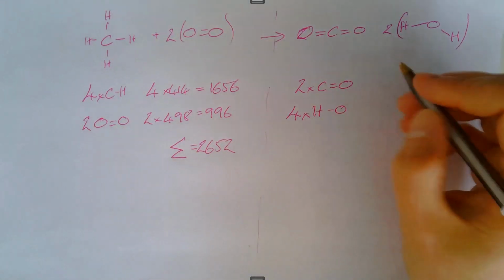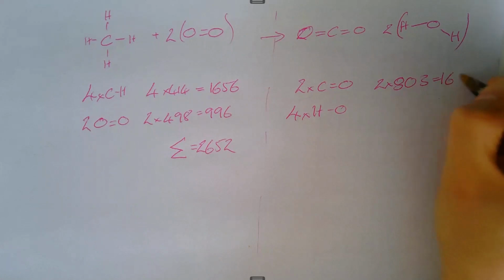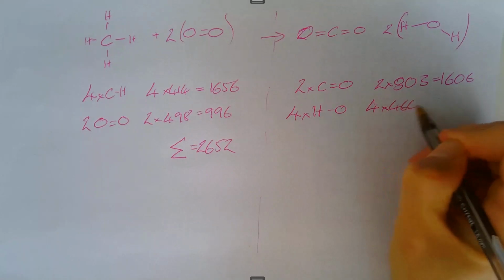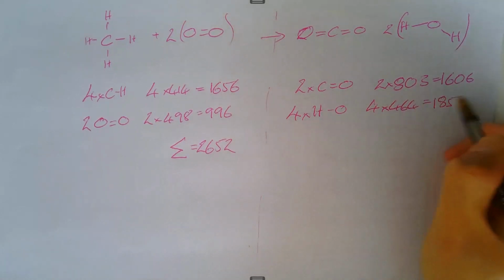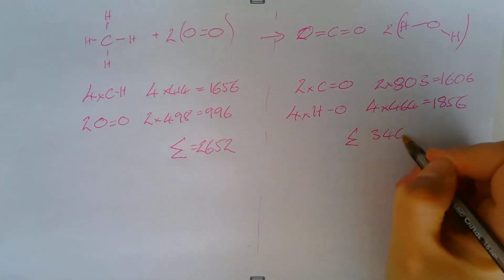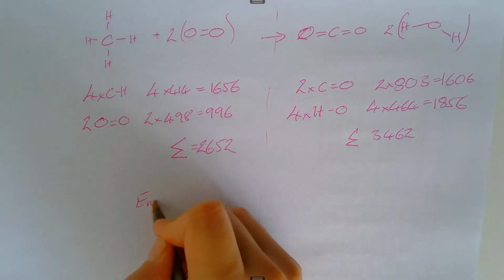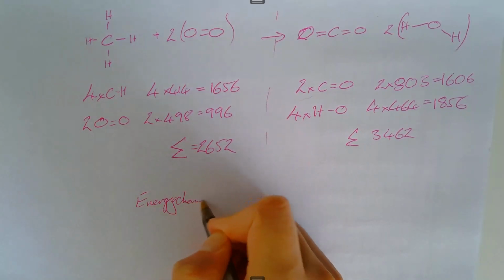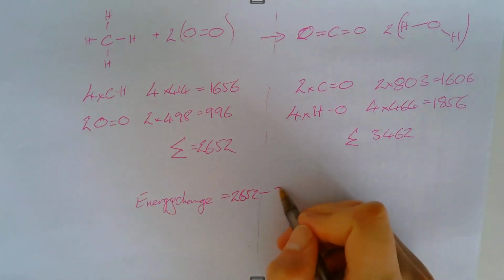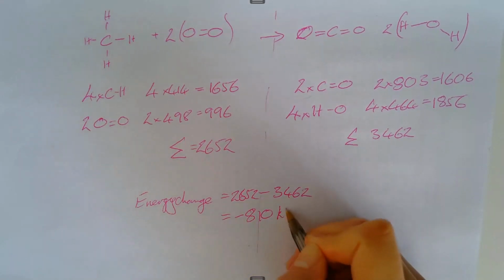On the bonds being formed side, we have 2 lots of 803, which is 1,606, and we have 4 lots of 464, which is 1856. If we just add those together, we get 3462, and then our energy change is 2652 take away 3462, which is minus 810 kilojoules per mole.